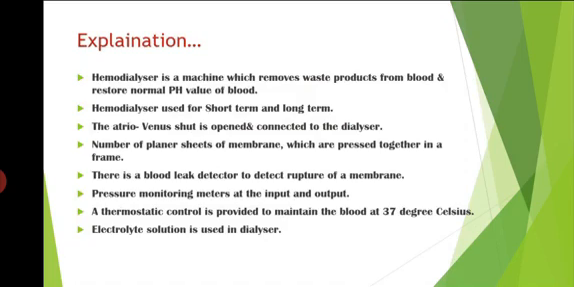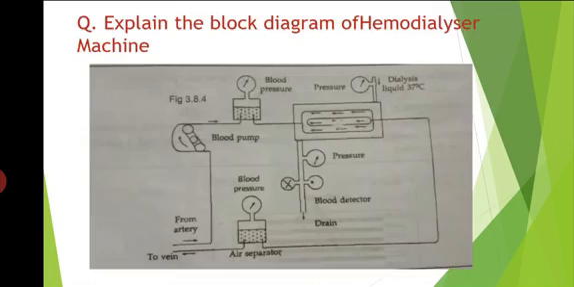Hemodialyzer is a machine which removes waste products from the blood and restores the normal pH value of the blood. The hemodialyzer is used for short term and long term treatment. The arteriovenous shunt is opened and connected to the dialyzer. A number of planar sheets of membrane are pressed together in a frame. There is also a blood leak detector, for detecting membrane rupture.